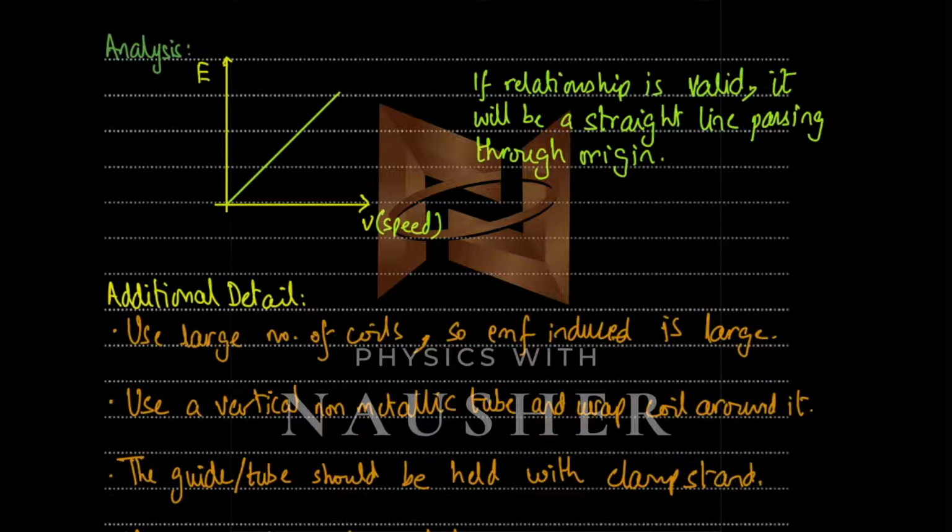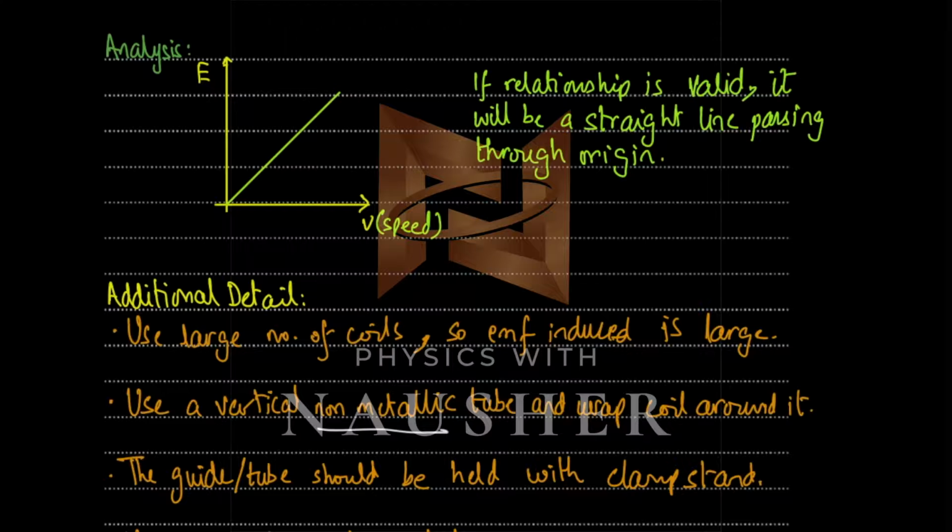Secondly, use a vertical non-metallic tube. Now, why are we using a non-metallic tube? Why aren't we using a metallic tube? Because if you use a metallic tube, EMF will be induced inside that metallic tube. And that will be troublesome because then the voltmeter reading would not be accurate. So, therefore, use a non-metallic tube and wrap the coil around it. Then, the guide tube should be held vertical with a clamp stand.